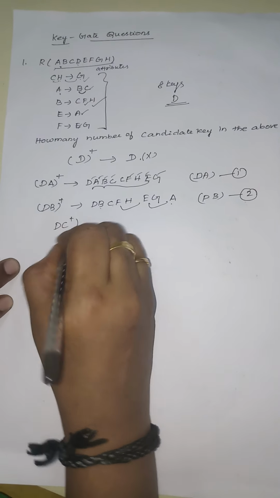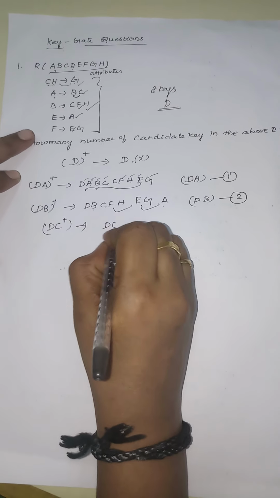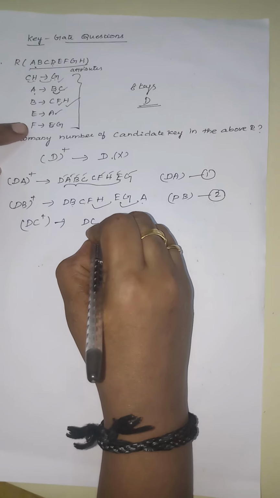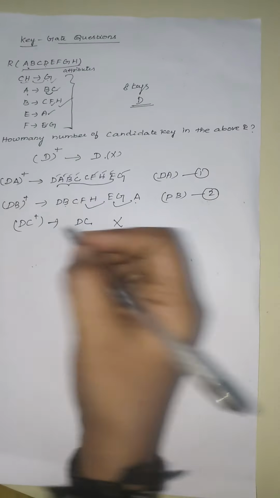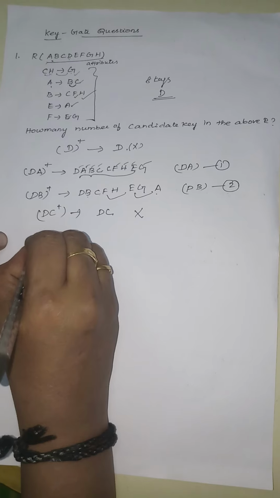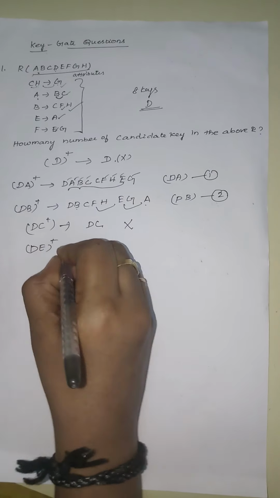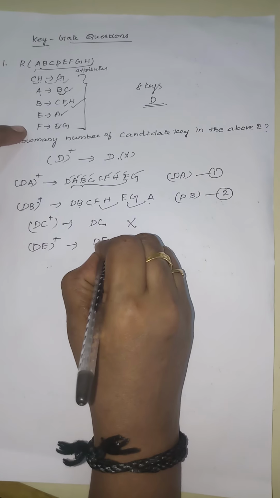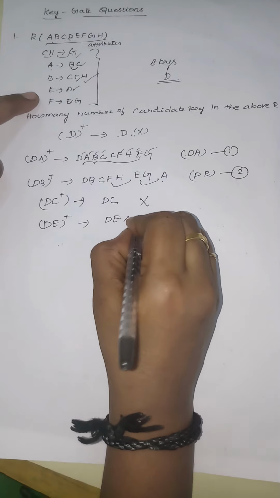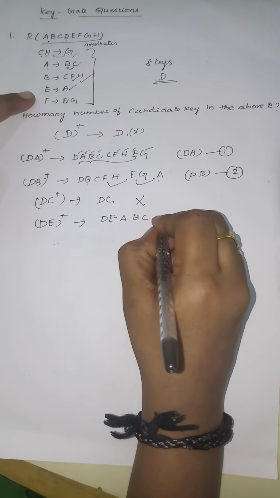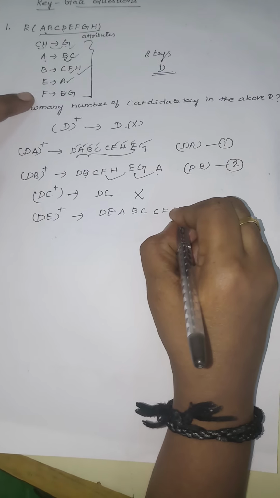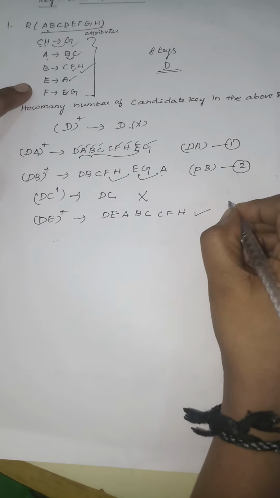Next we are applying DC, the closure property. Then DC: D no and C no. So it is not a candidate key in the relation. Next DE. We are applying the closure property. Then DE, next E, A, automatically the remaining things will be coming, F and everything is becoming. So DE is a candidate key.